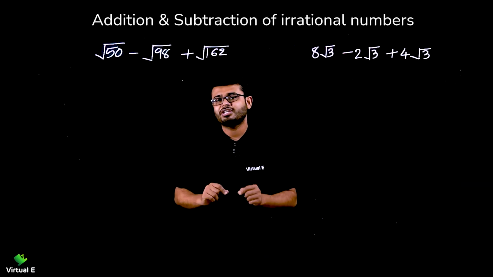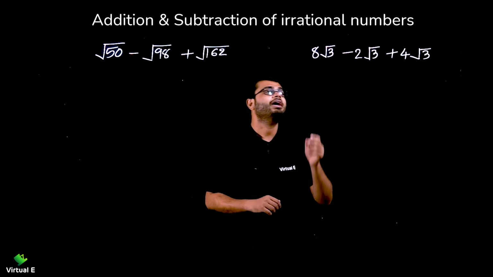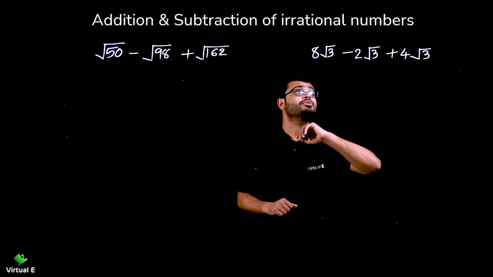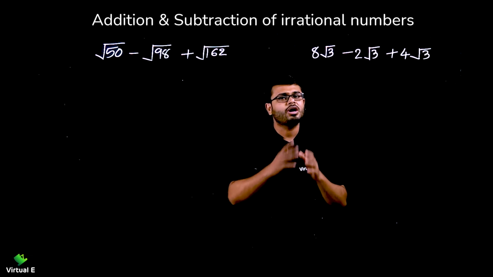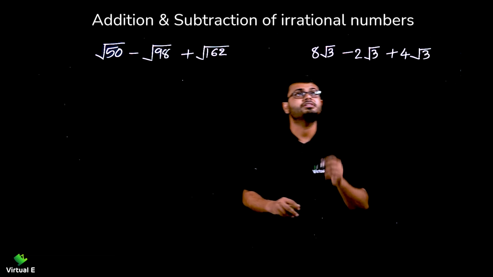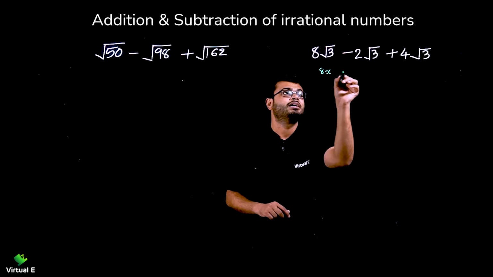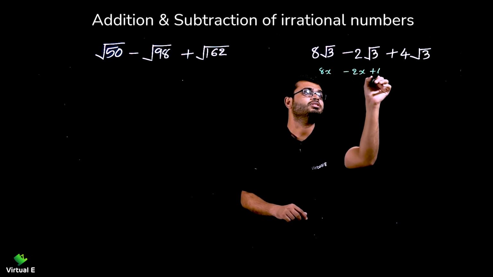Let's do simplification problems for the irrational numbers. Let's start with the first one. We have 8 root 3 minus 2 root 3 plus 4 root 3. So how do we solve this kind of question? Very interesting. Let's start. Consider this root 3 as x only, like 8x minus 2x plus 4x.